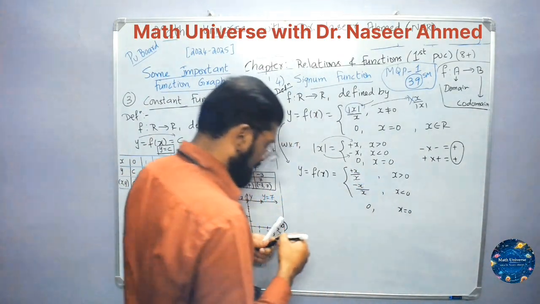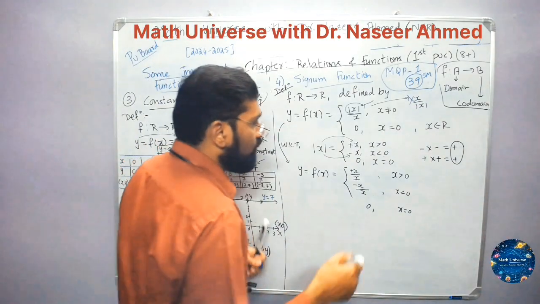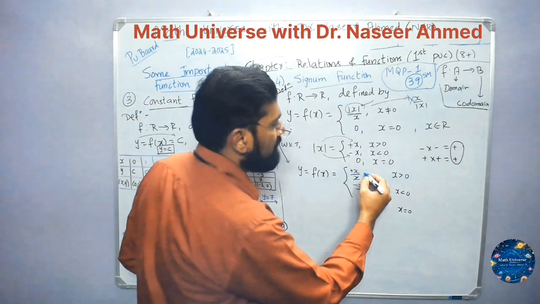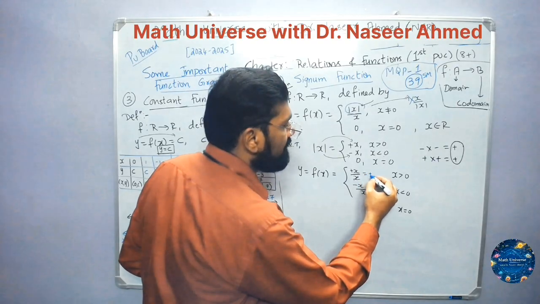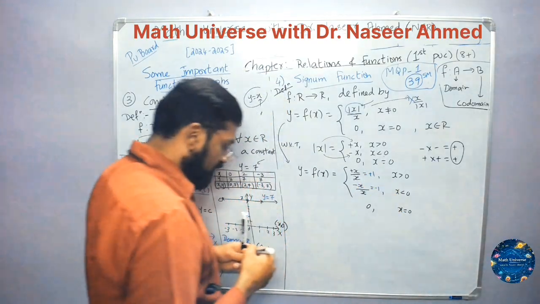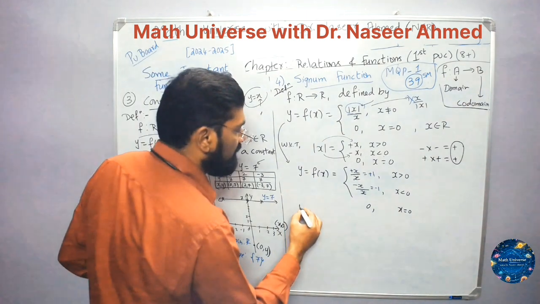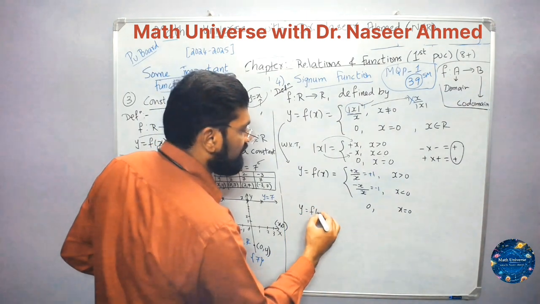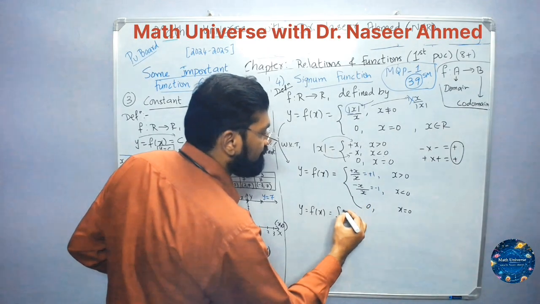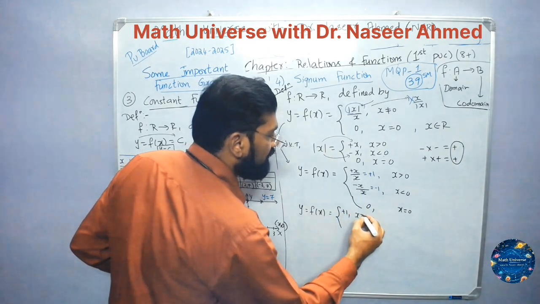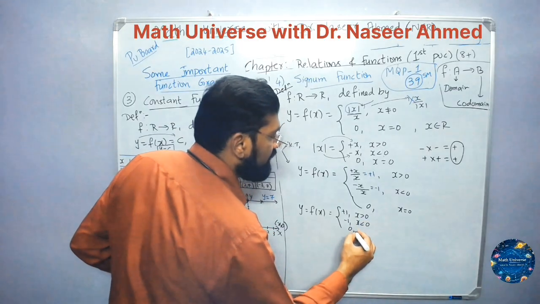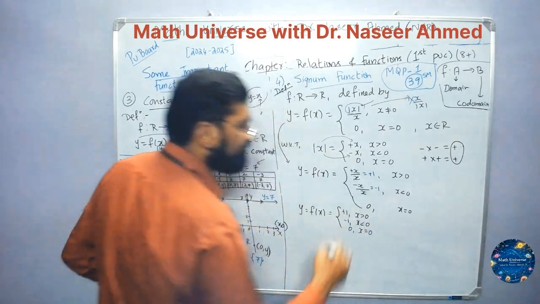Now see carefully. Can I cancel both? Yes, both are the same. I can cancel because it's a non-zero number. So I'll get plus 1 for this. And again I can cancel this x and this x, I'll get minus 1. So my function will be y is equal to f of x is equal to plus 1 when x is positive, minus 1 when x is negative, 0 when x is 0.